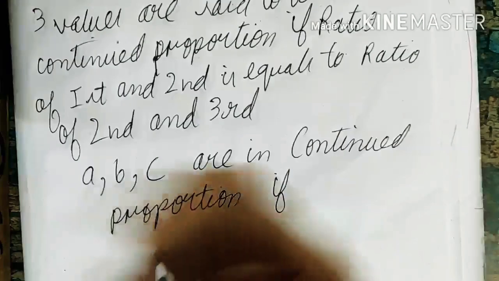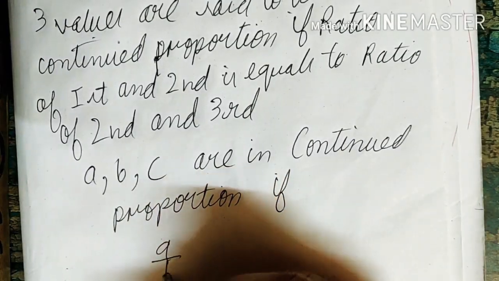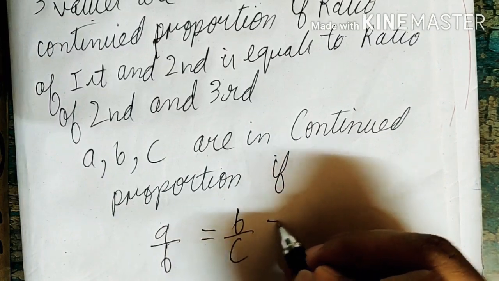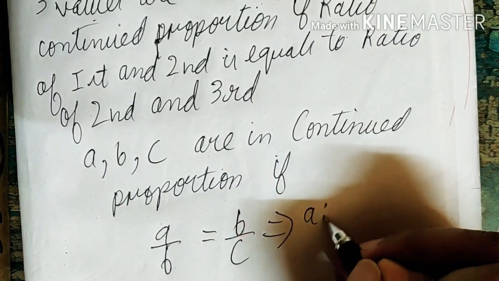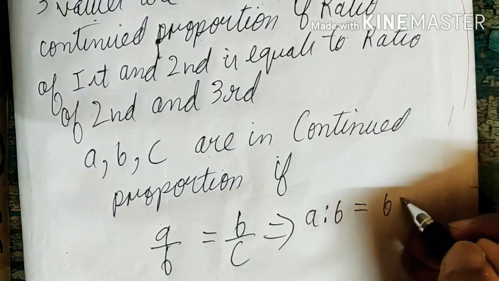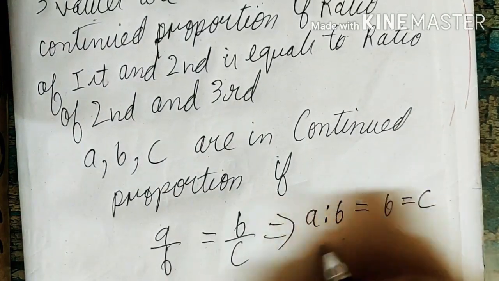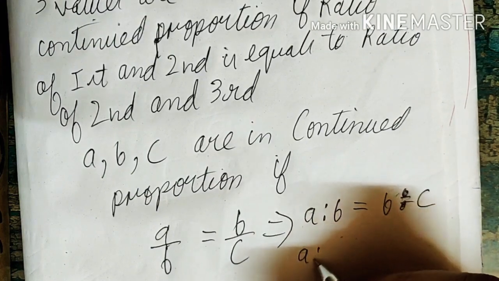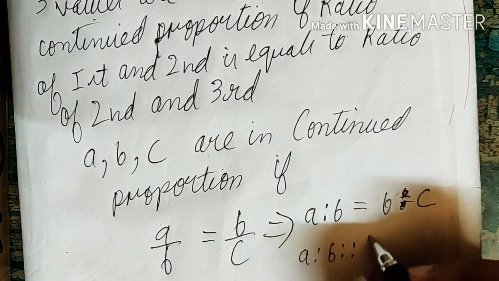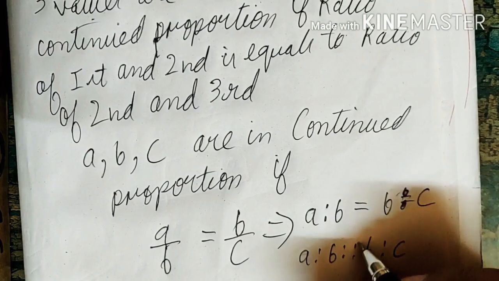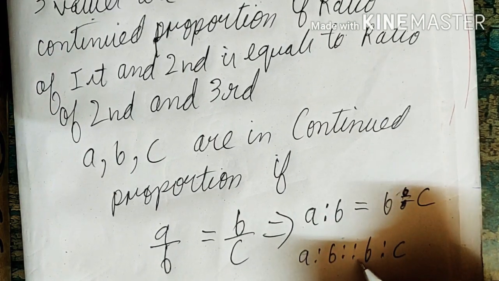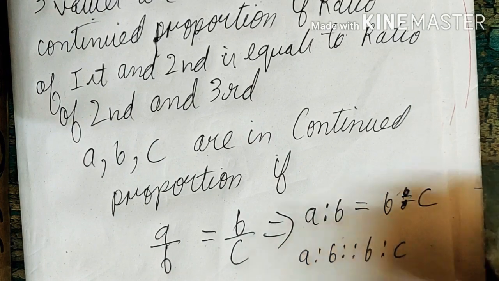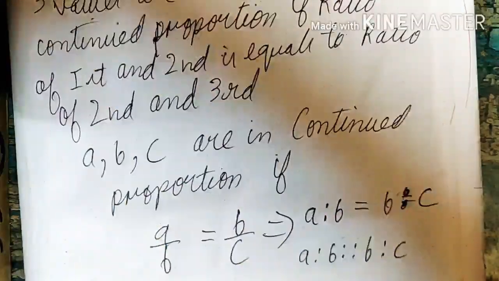If A upon B equals B upon C, that is A is to B equals B is to C. This can also be written as A is to B :: B is to C. This symbol is used for proportion. This symbol is a proportion symbol. These two times double dots are the symbol of proportion.